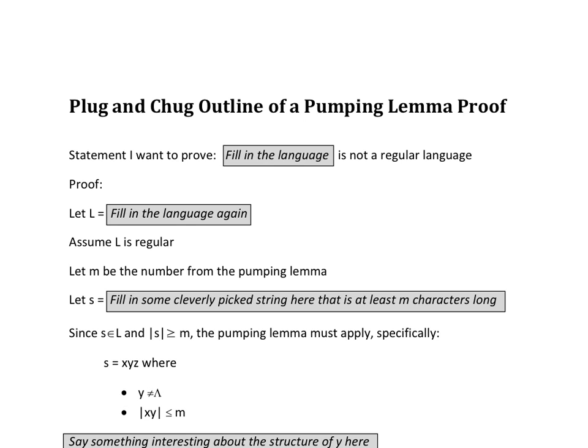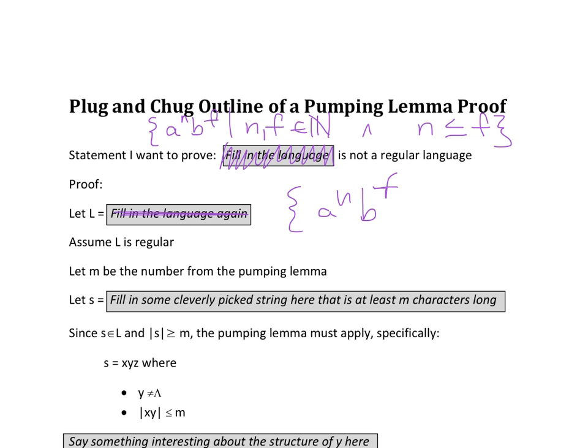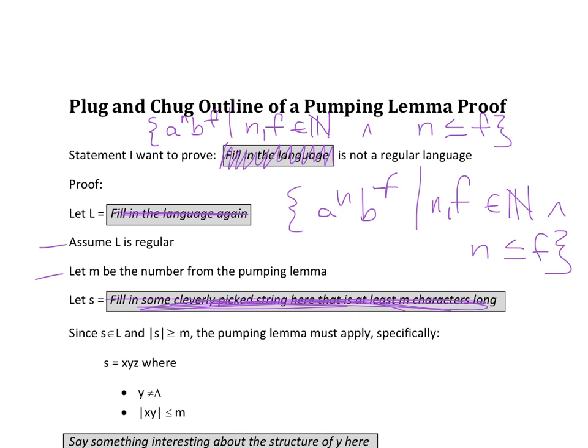So here's what I want to prove: the language a to the n, b to the f, such that n and f are natural numbers, and n is less than or equal to f, is not a regular language. Here's my proof. Let L equal a to the n, b to the f, such that n and f are natural numbers, and n is less than or equal to f, right? Assume L is regular. Let m be the number from the pumping lemma. Let S equal, well, I picked my special string: a to the m, b to the m.